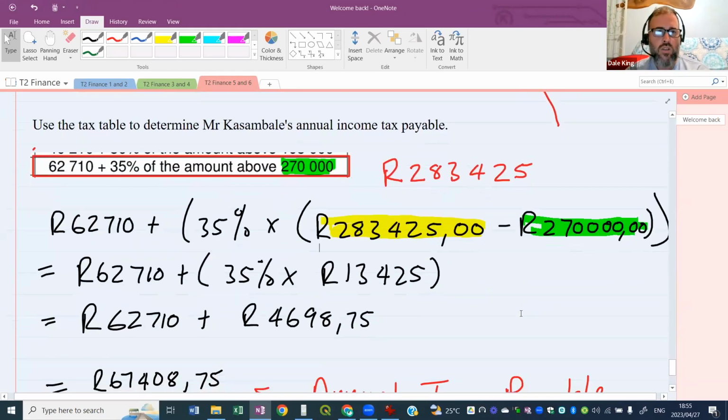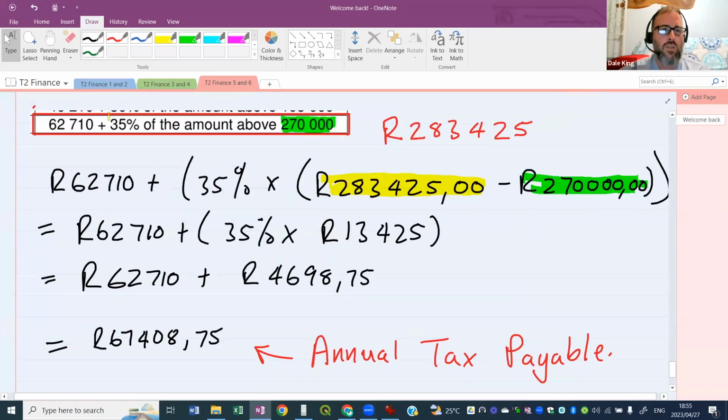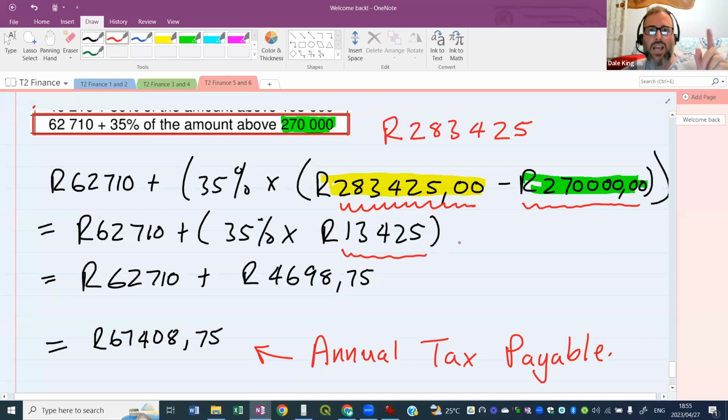283,425. Okay, so now if we look at the instruction there, highlighted in red on the top right-hand side, it says 62,710 plus 35% of the amount you are above 270,000. So to work out how much you are above 270,000, we've got to take your taxable income and subtract 270,000 from that to see the difference between the two. That difference, which is here, 13,425, is how much you are above 270,000.